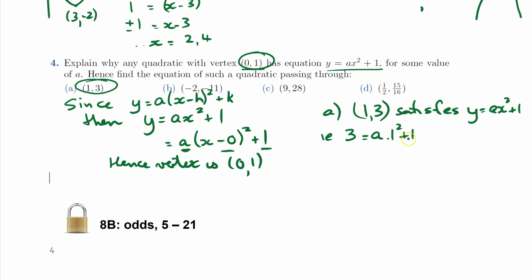And now we just solve that. So that means that a times 1 squared, which is just a, equals 3 minus 1, which is 2. So a equals 2. Therefore, the equation of the quadratic, or the parabola, passing through 1, 3, is going to be y equals 2x squared plus 1. Now the rest should work exactly the same. So have a go at 8b.